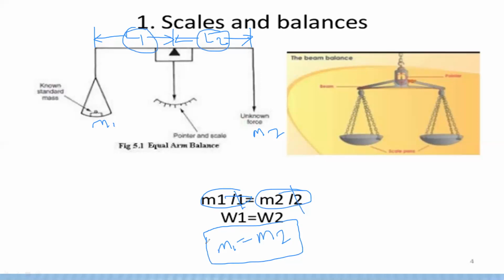So the equal arm beam balance pointer is in equilibrium state. What I am getting is M1 is equal to M2. Both masses are equal. Further, for a given location, the earth attracts both masses equally. Therefore, the equilibrium condition is M1 is equal to M2. The unknown weight is equal to the known weight.